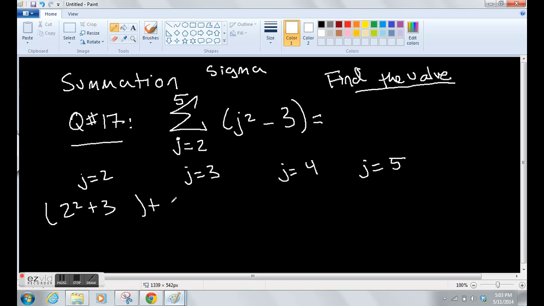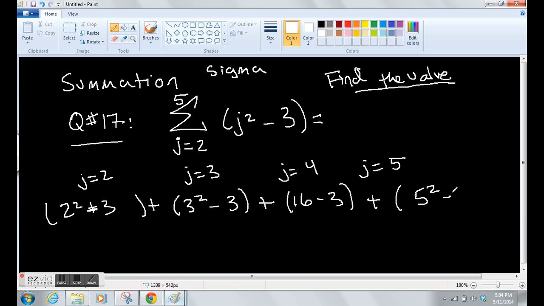Plus, this summation means plus, big capital sigma. And then j equals 3, we get 3 squared minus 3. Oops, it's minus 3. Plus, now we're doing j equals 4, 4 squared minus 3, 16 minus 3. Plus, so you're always adding. It's always plus. 5 squared minus 3. So you do this all out.